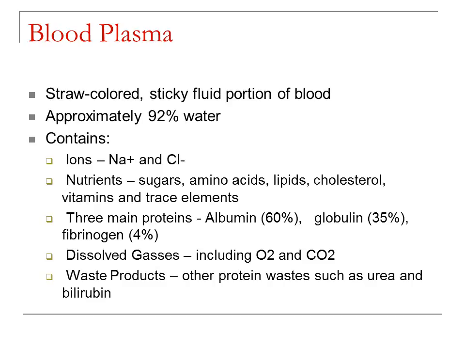Plasma contains nutrients, which are the sugar, amino acid, lipid, cholesterol, vitamins, and trace elements. We have three main proteins, which are albumin 60%, globulin, and fibrinogen. They have dissolved gases that include oxygen and carbon dioxide, and they also contain waste products, which are other protein waste. They have pigments, which include a small amount of bilirubin and carotene, that give plasma its characteristic yellow color.